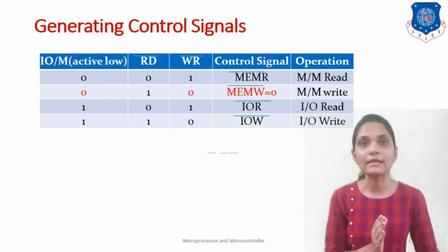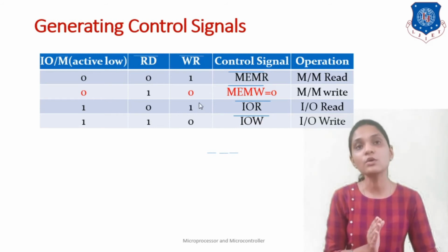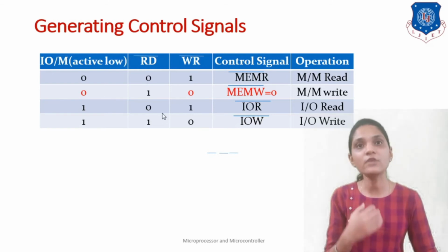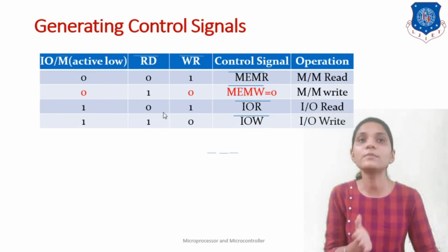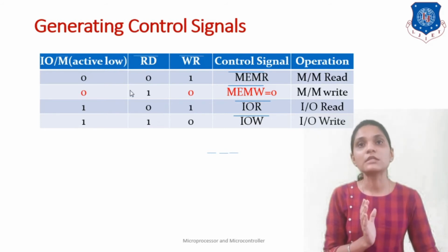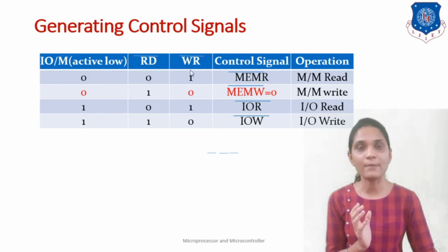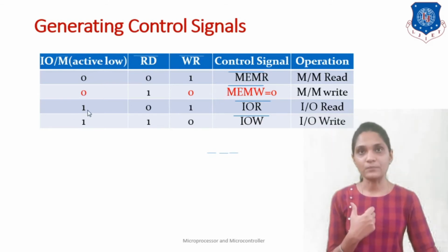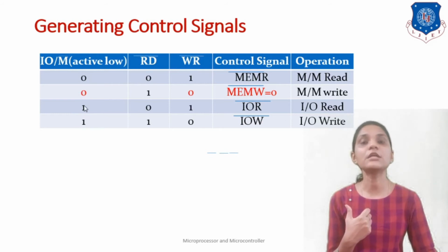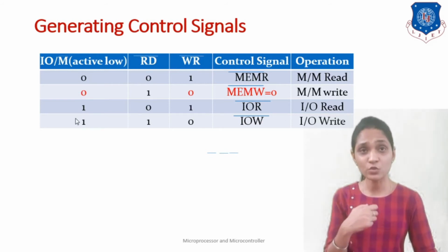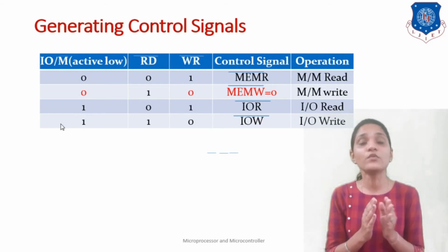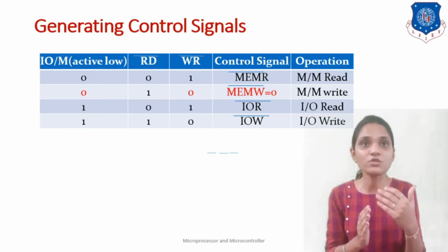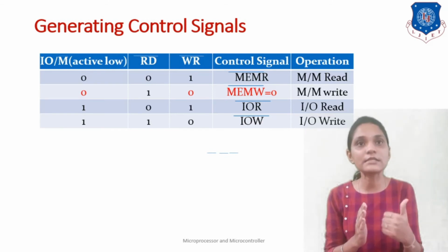If we consider the OR gate, then its output will be 0 if and only if both inputs are 0. Otherwise, if any one input is activated, the output will be 1. So we can use the OR gate to combine IO/M bar and WR bar for memory write and memory read. But for the IO read or IO write operation, the second input is a 1. So we require a gate which takes inputs 1 and 0 and gives output 0, because the control signal is active low.